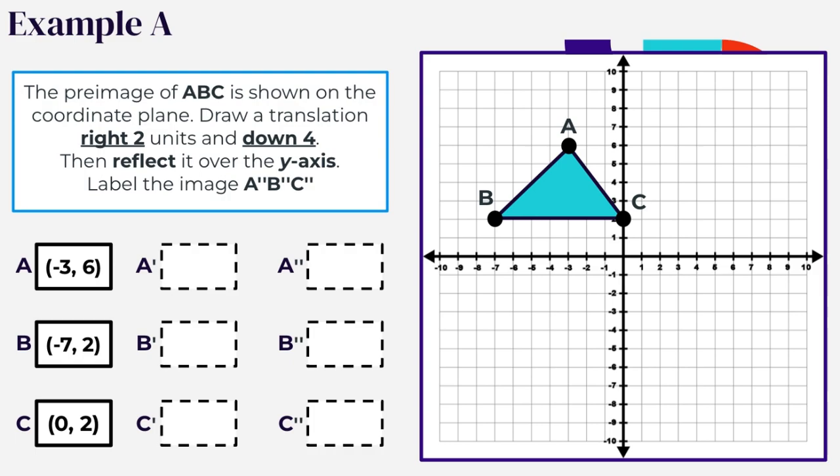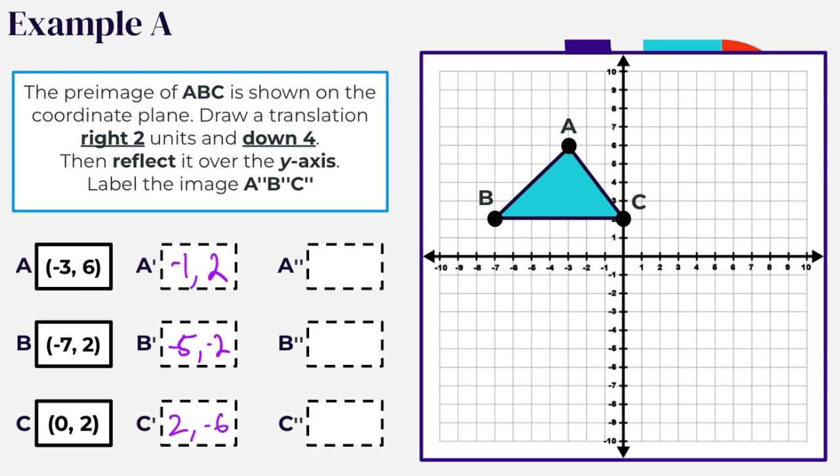So negative 3 plus 2 is going to give me negative 1. 6 minus 4 is going to give me positive 2. Negative 7 plus 2 is going to give me negative 5. 2 minus 4 is going to give me negative 2. 0 plus 2 is going to be 2. And negative 2 minus 4 is going to be negative 6.